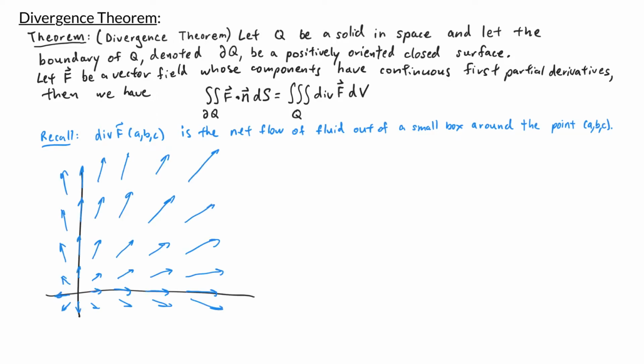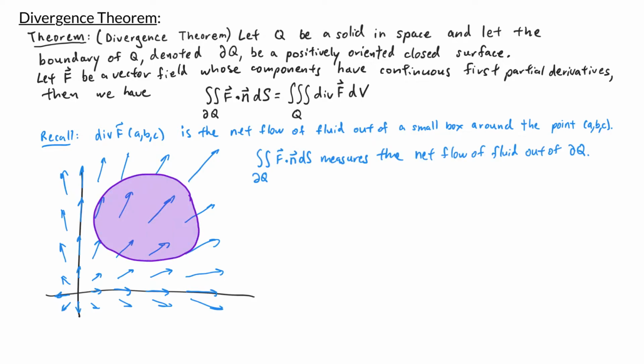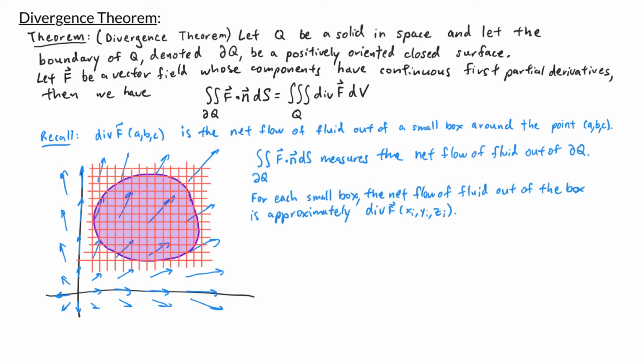So here I've drawn the vector field F, and now let's draw in our solid Q. Now remember that the flux of F over the boundary of Q measures the net flow of fluid out of the boundary. So what we're going to do is divide our solid Q into small boxes. Now for each of these boxes, the net flow of fluid out of the box is approximately the divergence of F evaluated at a point inside the box. Let's call that point (xi, yi, zi).